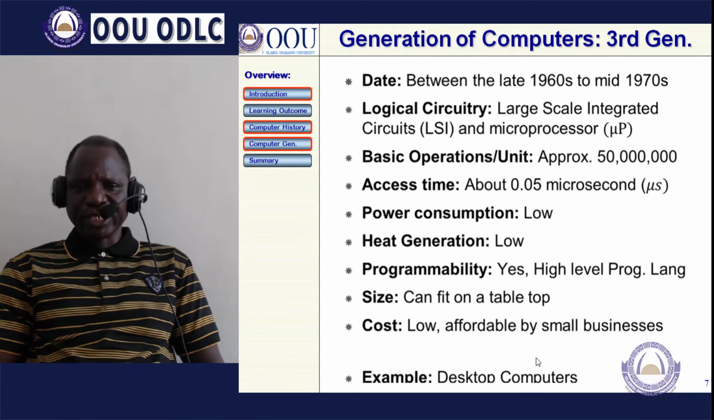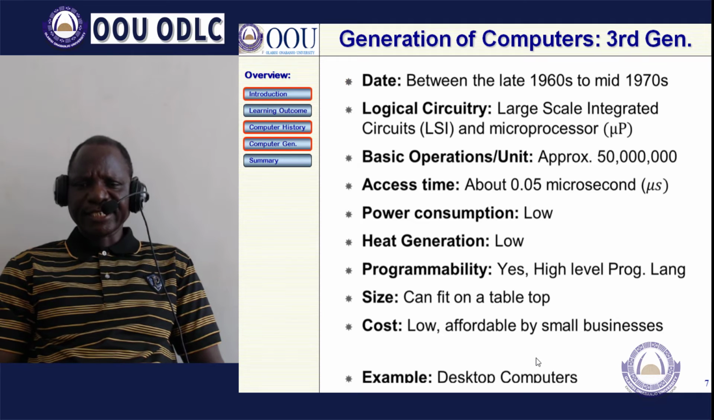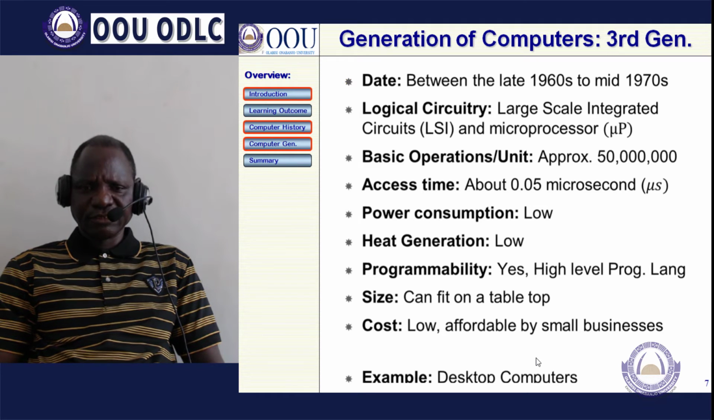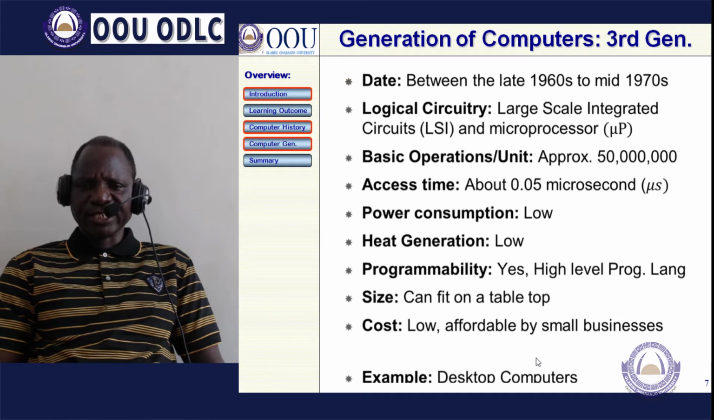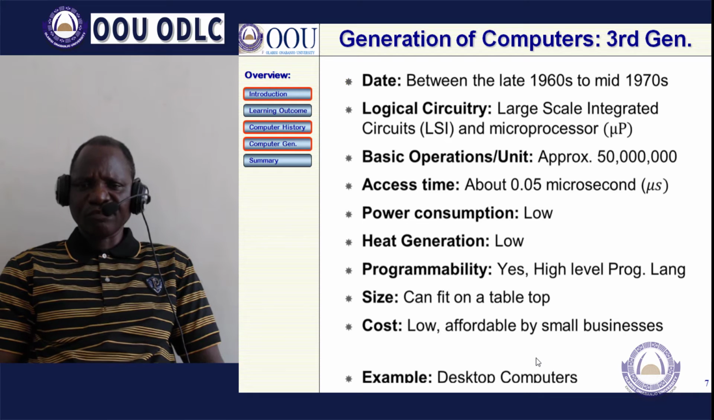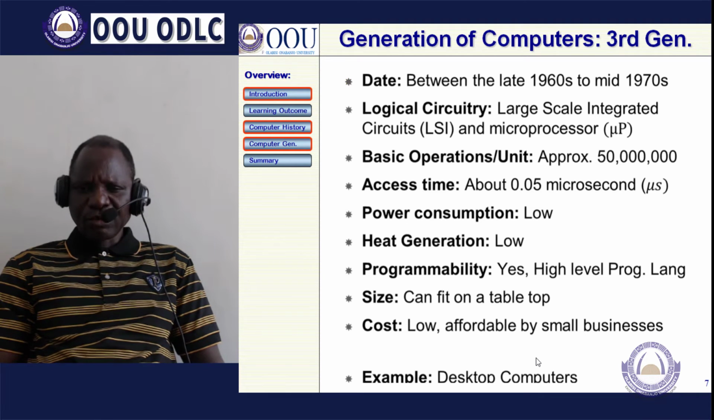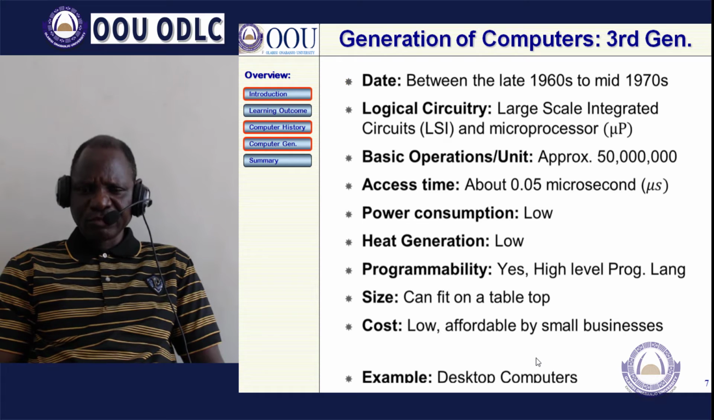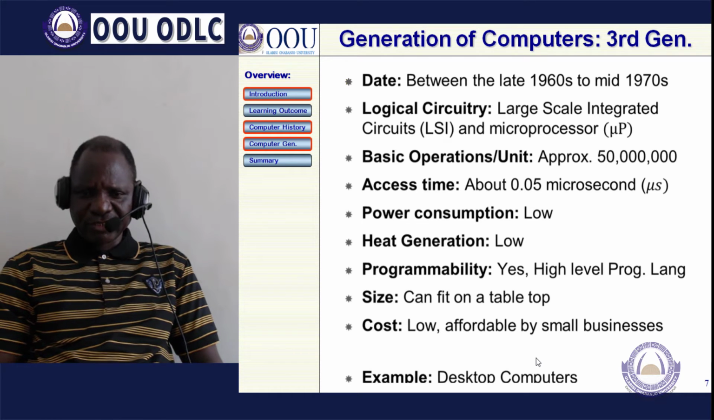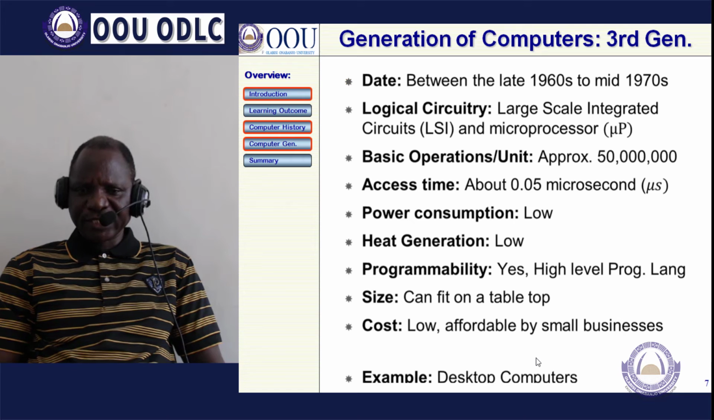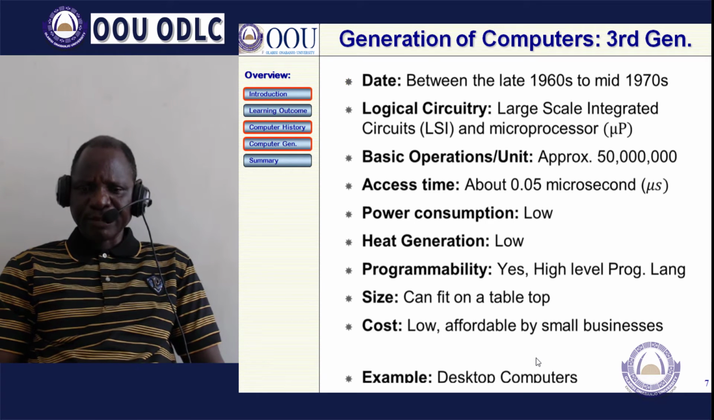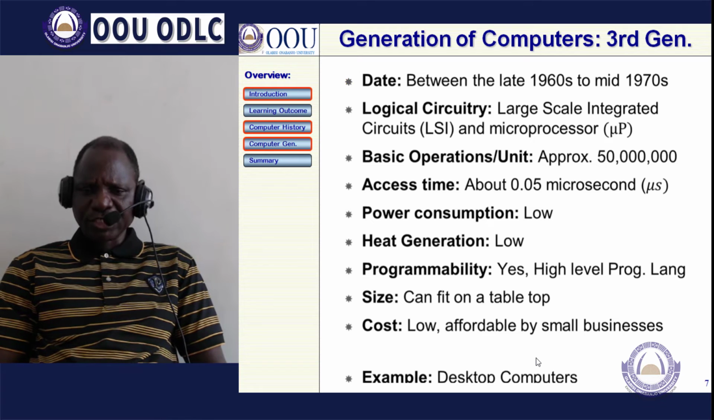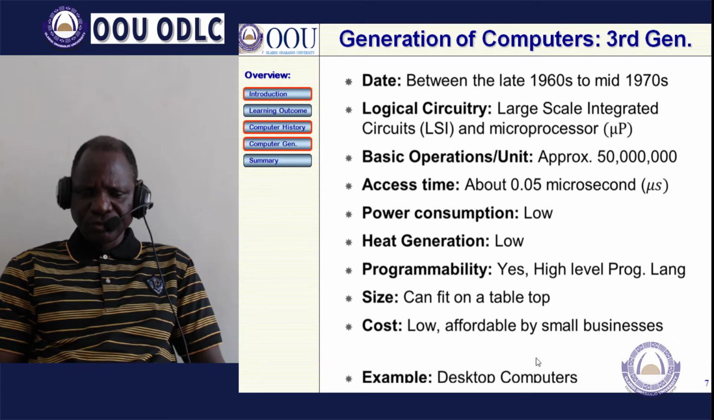The third generation computers came into being around the late 1960s to mid 1970s. They were made up of large-scale integrated circuits, normally shortened to LSI, and they heralded the use of microprocessor. The basic operations per unit were approximately 50 million, considerably higher than that of the second generation, as well as the access time, which takes around 0.05 microseconds. The power consumption was expectedly low, with corresponding low heat generation.